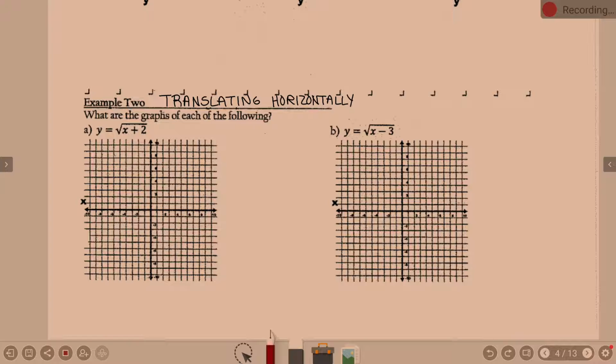So, what does this plus 2 under the radical tell me to do? Okay, we're going to go left or right 2, opposite the sign. So, positive 2, you kind of think right 2, but you actually need to go left 2.